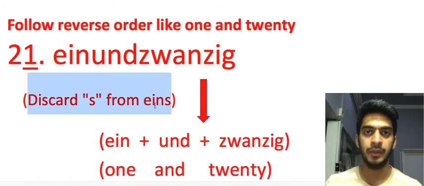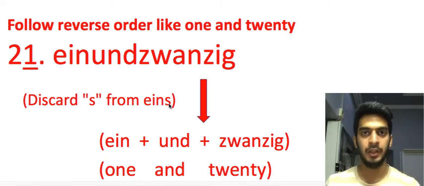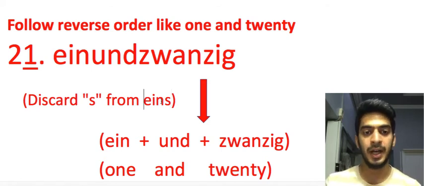And one more thing, we have to discard S from eins. Like in all other numbers with 1, like 21, 31, 41, 51, we have to discard S from these given numbers. The word eins stands only for number 1, that's it, not for others.